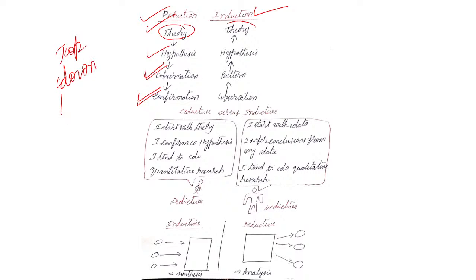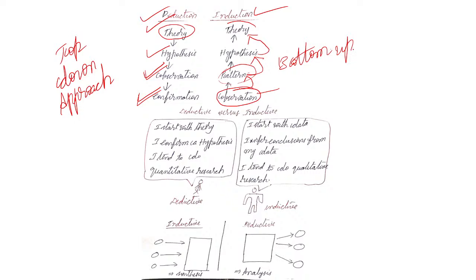Whereas in induction, first of all, deduction is a top down approach, right? Whereas induction is bottom up. Initially, we observe many instances. Then we get a pattern of how it is going. By using the pattern, we make a hypothesis. Then by using the hypothesis, we make a theory. This is a bottom up approach.